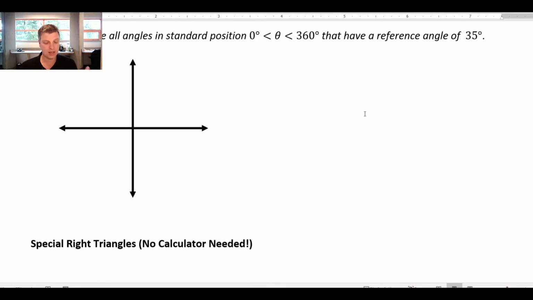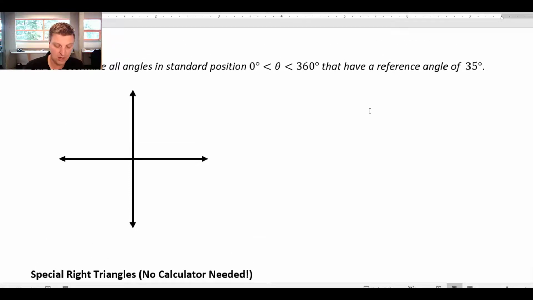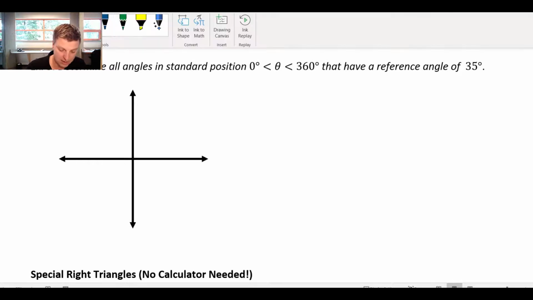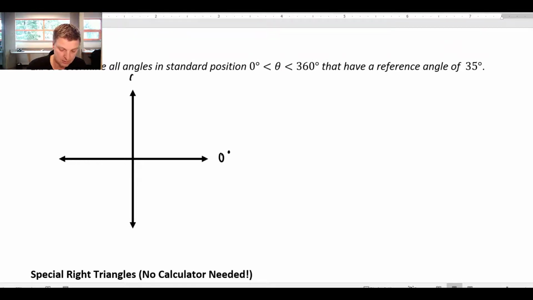Okay, let's take a look at this question here. Find all angles in standard position from 0 to 360 that have a reference angle of 35. So if I just remind myself, that's 0, that's 90, 180, 270, and then that's also 360.